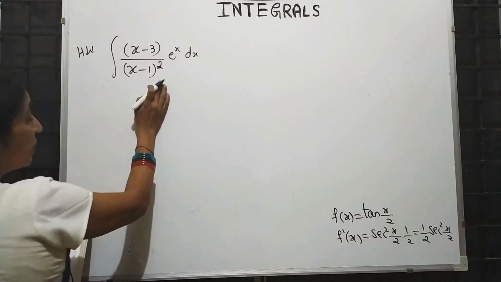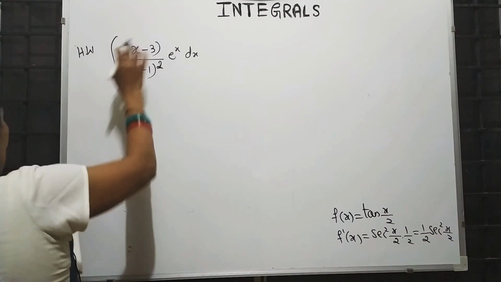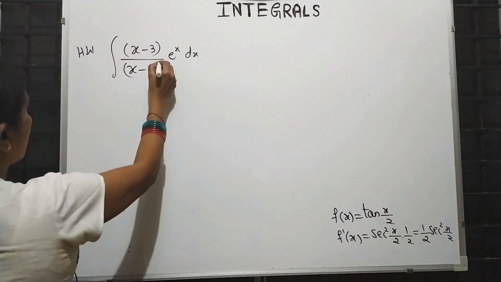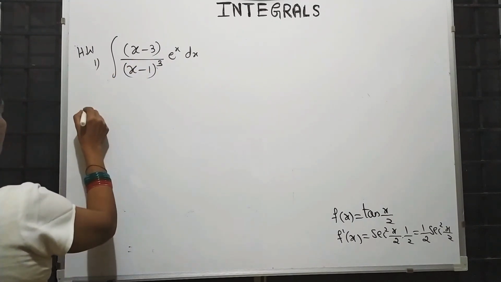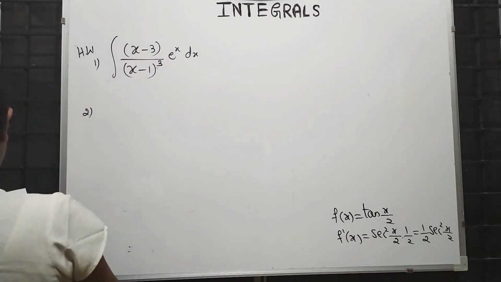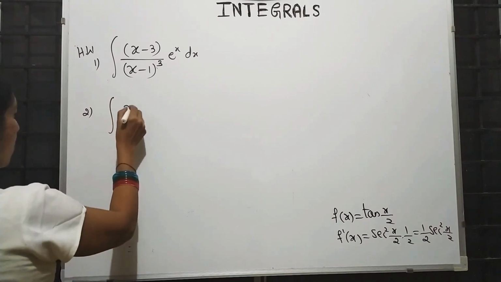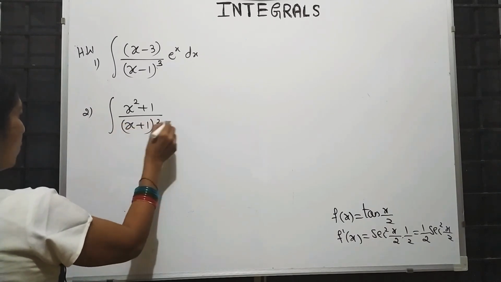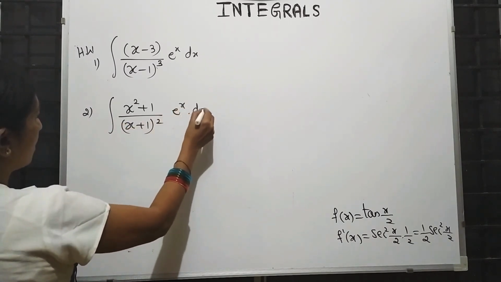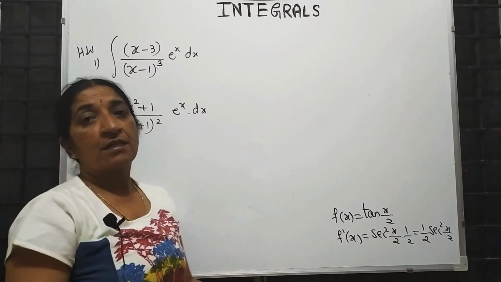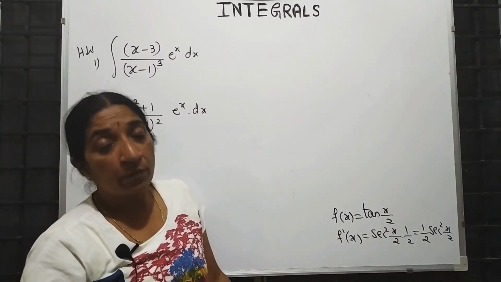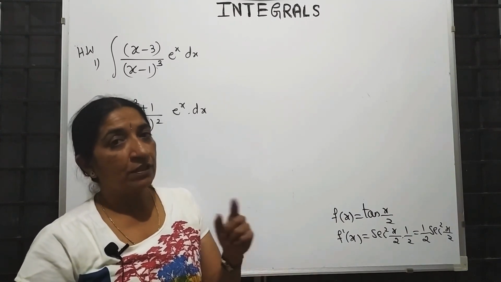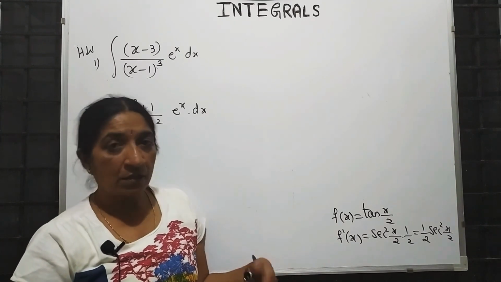As I told you, whatever the term in the denominator, try to get at least one similar term in the numerator. This is 3 upon x minus 1 whole cube. First one, second one, a similar example: x square plus 1 upon x plus 1 whole square into e raised to x dx. Yes, in the next class I will solve these homework examples, and I will give 2 more important formulas that help for your theory as well as CET. Continuing with the same process.